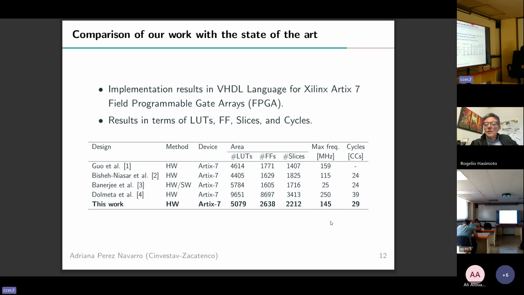How do you validate your design? We compare the results of the SHA-3 family with the NIST standards. They have references, so the hash is the same.